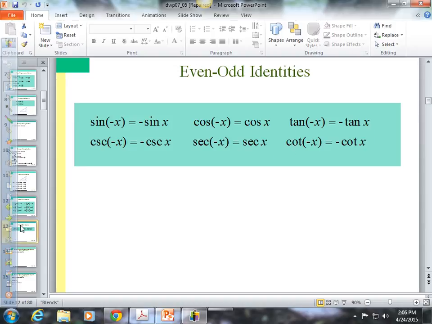Even odd identities then. Even odd identities deal with negations of angles. The sine curve. Tell me, is the sine curve even or odd? Is it symmetric about the origin or is it symmetric about the y-axis? Sine. It's odd. It's symmetric about the origin, right? Okay. Symmetric about the origin.